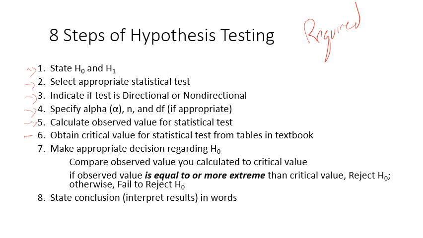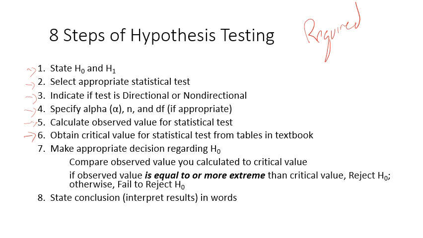Step 6 is obtain the critical value from, and it says tables in the textbook, but tables and charts. So I've already given you the z charts. I'll give you the t chart in this set of slides, but you need to obtain the critical values from different tables. You can go, again, same thing, you can go online and Google z table or t table and get those charts as well.